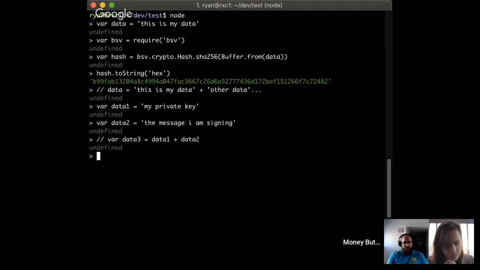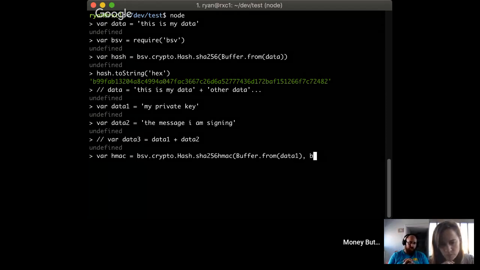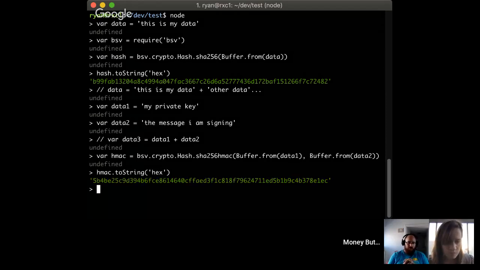What I'm going to do instead is HMAC. So I do var HMAC equals bsv.crypto.hash.sha256HMAC, because you have to pick which HMAC you're doing. In this case, I'll do Buffer.from(data1), Buffer.from(data2). Basically, all you need to know about HMAC is that it's a hash function that whenever you need to hash two pieces of data together, you should use HMAC. And so that's basically all it is.